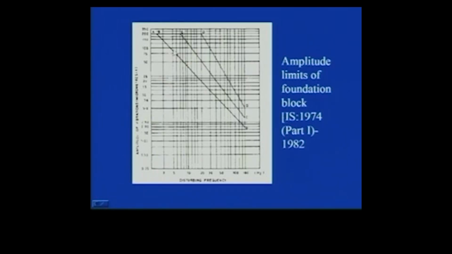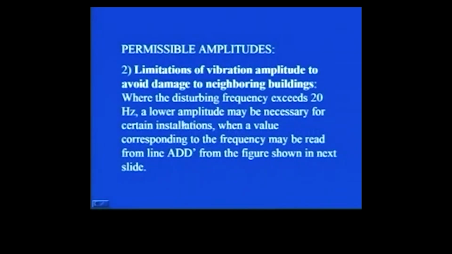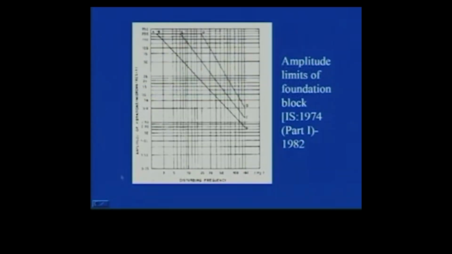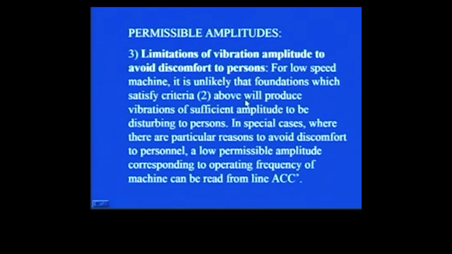So, if a lower amplitude is required, that is, for a disturbing frequency exceeding 20 hertz, then the value can be picked up correspondingly from this particular line, that is, corresponding to the disturbing frequency. Let us say if it is less than 20, then you go here and pick the corresponding value from this particular line, that is ADD prime.